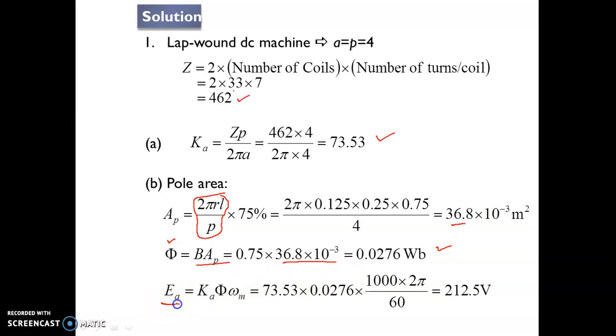Now the induced EMF of the armature. This relation you know: Ea equals Ka multiplied by phi multiplied by omega m. So Ka is 73.53 multiplied by the flux calculated already, and omega m will be 2 pi Nm. This speed is in rpm, so we have to multiply the rpm by 2 pi divided by 60. So this much voltage is induced in the armature.